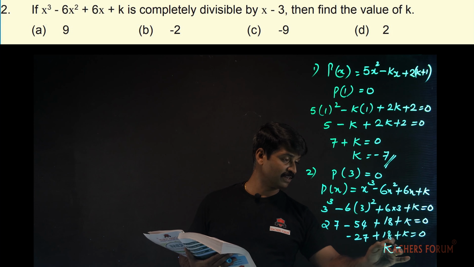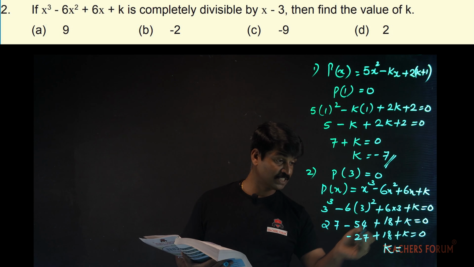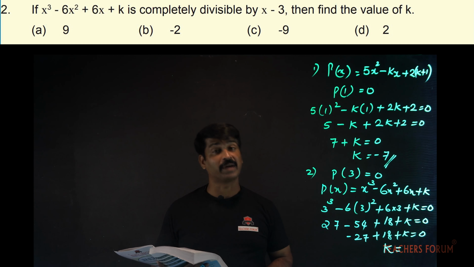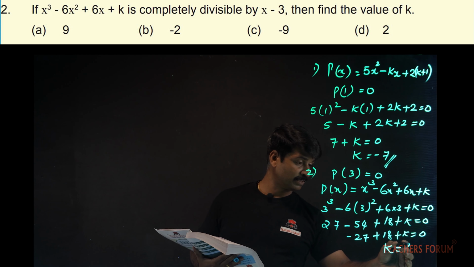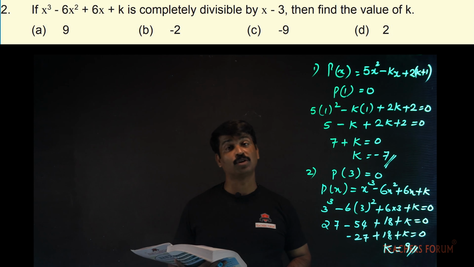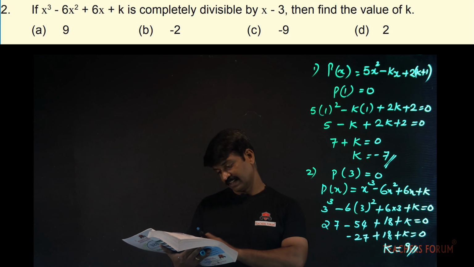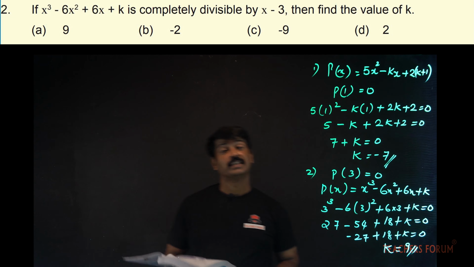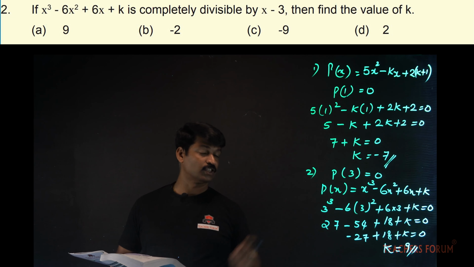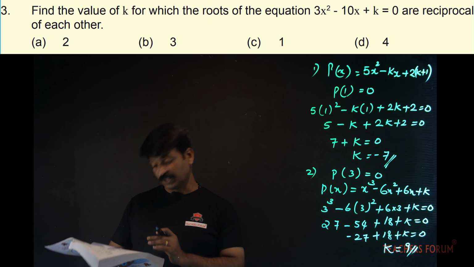Then what is k from here? k is equal to, what is minus 27 plus 18? That is minus 9. So, when it is taken to the other side, it will become plus 9. So, what is the value of k? The value of k is 9. So, what is the correct option? The correct option is A. k is equal to 9. Let us read the third one.